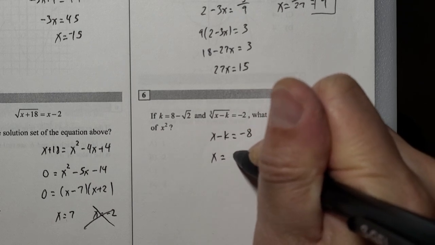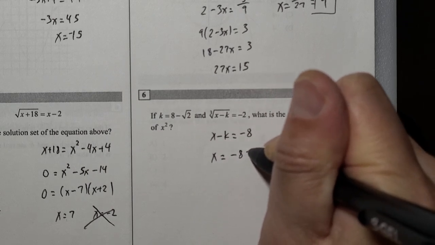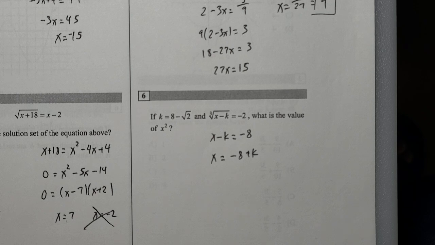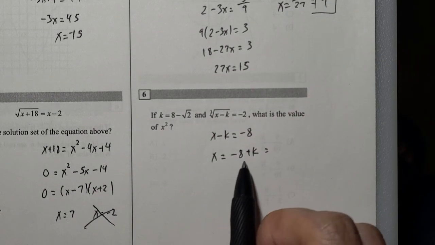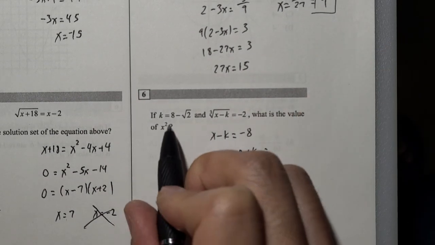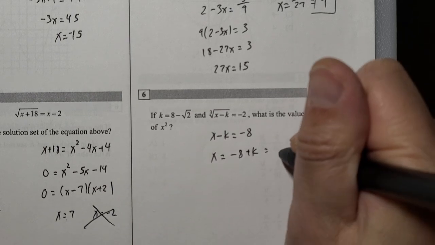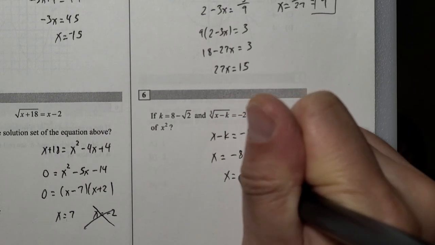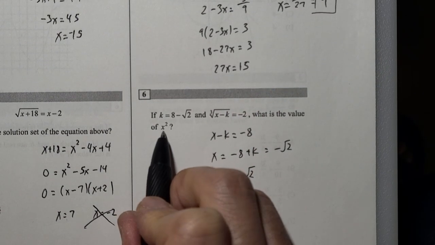Okay, and we know what k is. So let's move it to the other side first. It'll be minus 8 plus k. Okay, so let's plug it in now. Minus 8 plus 8 minus root 2. That is minus root 2. So x is minus root 2. But we want x squared.